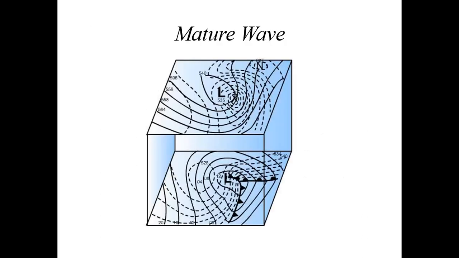Here's an example of a mature wave. This is the most intense stage of the baroclinic low. And you notice above, basically the top portion of this graphic, you notice that 540 decameter geopotential height line. You notice how it's now become closed off, or that dark solid 540 line is basically encircling the upper level low at 500 millibars completely.